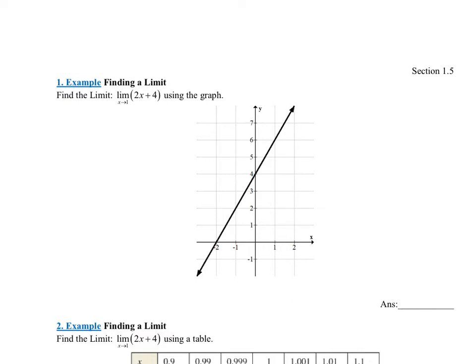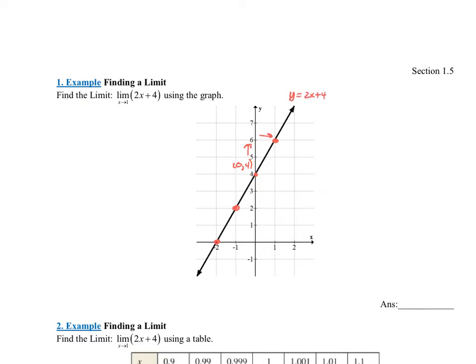It says find the limit as x approaches 1 of 2x plus 4. If you notice here, we have a y-intercept of the point (0, 4). And if you see, I go up 2 to the right 1 to find the next point, or down 2 and to the left 1 to find the next point. So that seems like the proper graph to me. This is the graph of y equals 2x plus 4. So that's our graph, okay?